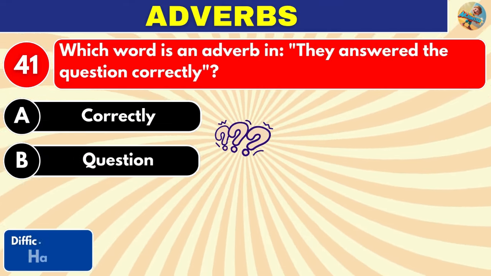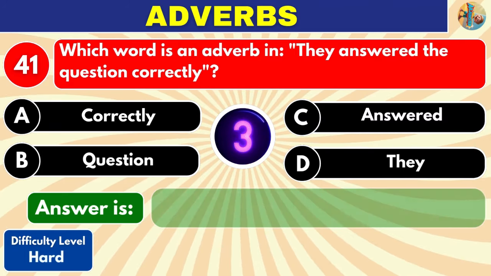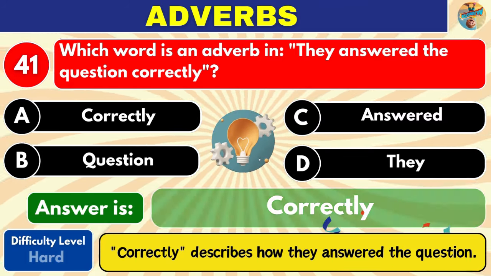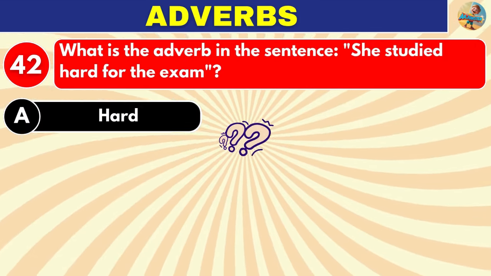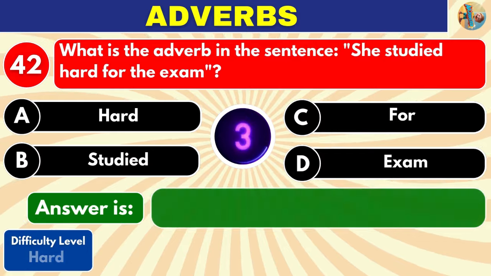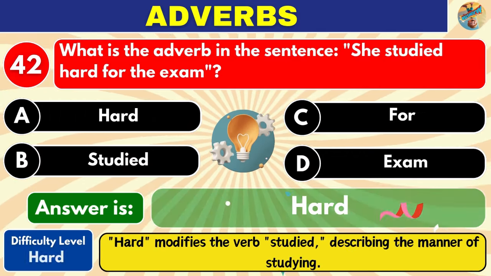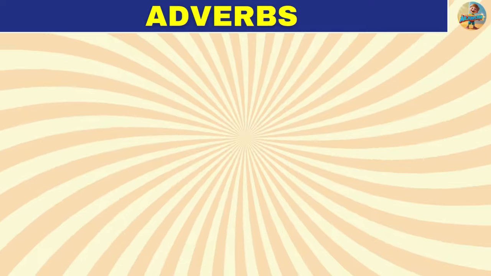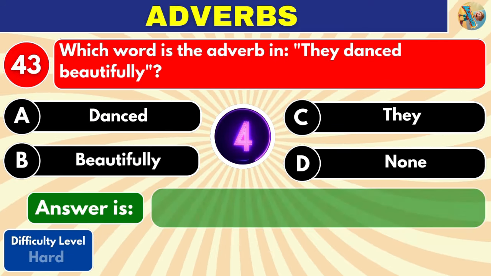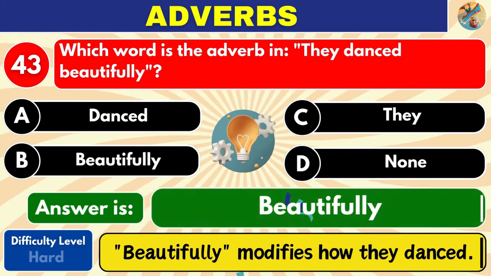Question 41 is which word is an adverb in they answered the question correctly? Answer 41 is correctly. Question 42 is what is the adverb in the sentence, she studied hard for the exam? Answer 42 is hard. Question 43 is which word is the adverb in they danced beautifully? Answer 43 is beautifully.